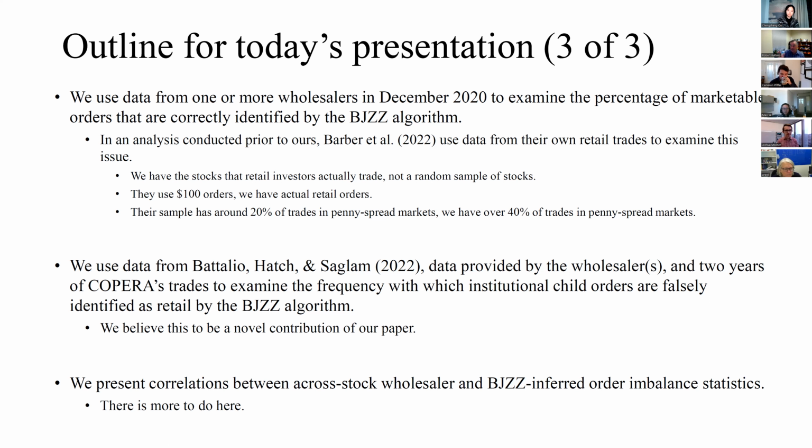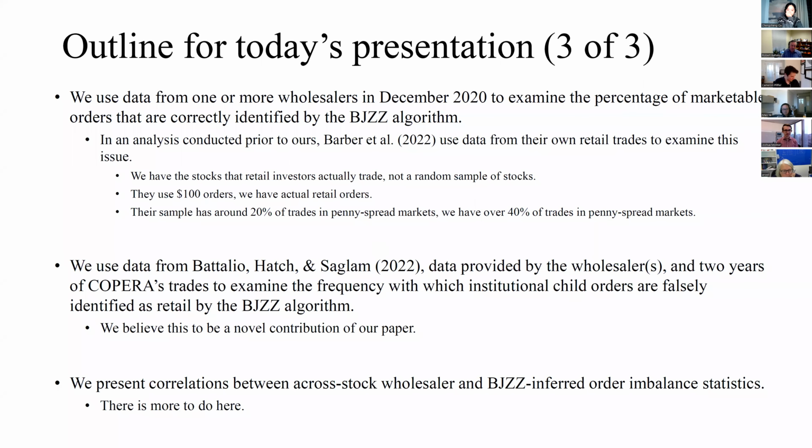What I want to say here is, to be clear, we're not the first to do this. Barber, Huang, Jorion, Odean, and Schwarz placed $100 orders in a selection of stocks, and they've got an execution quality paper out there, but they also have a paper that looks at how well the algorithm does at picking up the retail trades, and they find things similar to us. We're going to find about 3 out of 10.